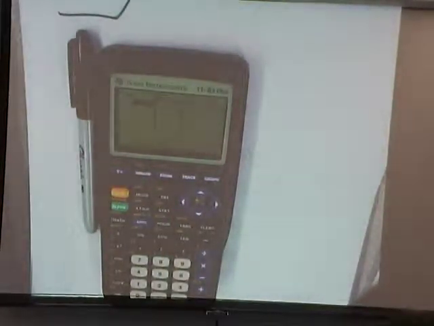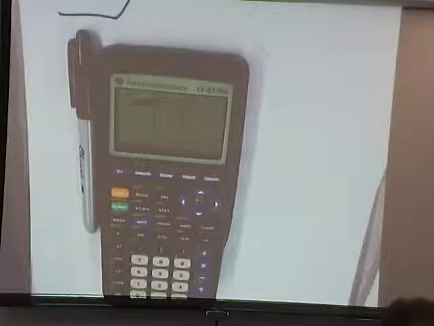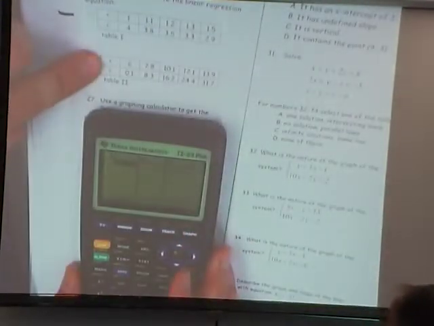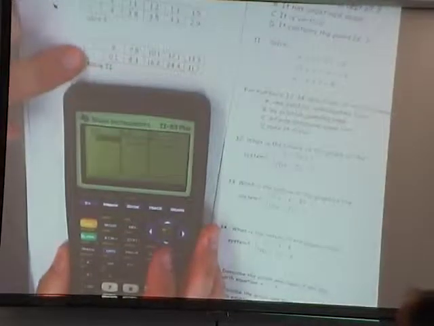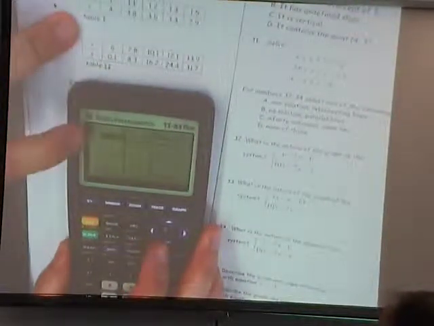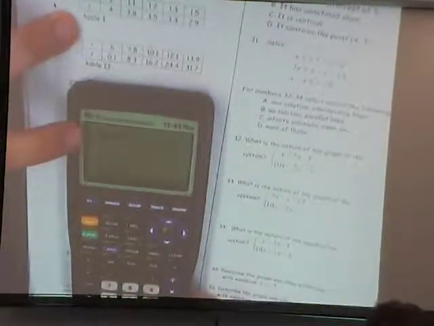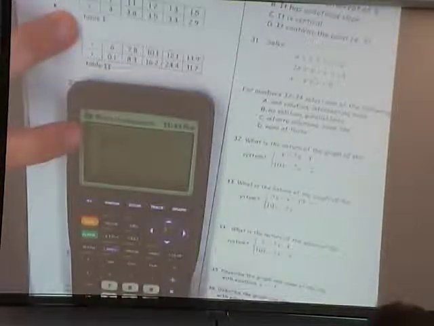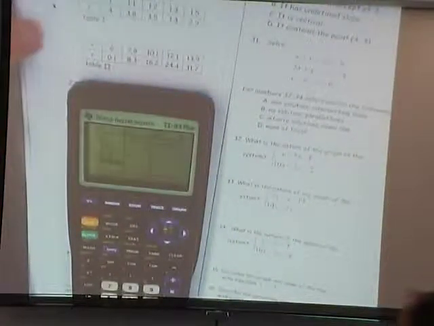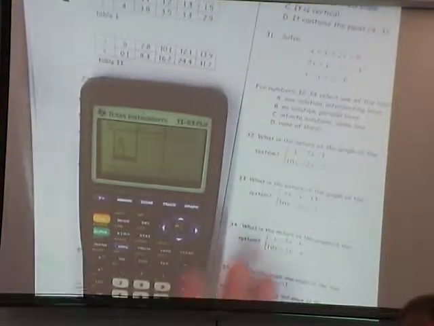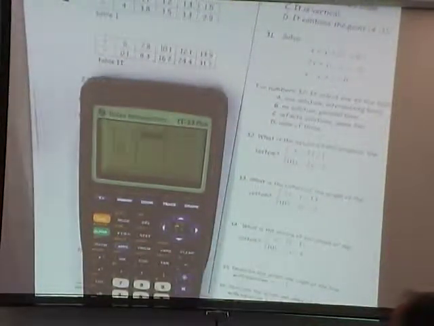Alright, so what goes underneath the L1s? The X values, right? And we're doing this one here. So I'll enter in my X's under L1. So 6, enter, 7.8, enter, 10.1, 12.1, and 13.9. And then for L2s, you're going to put your Y's in.